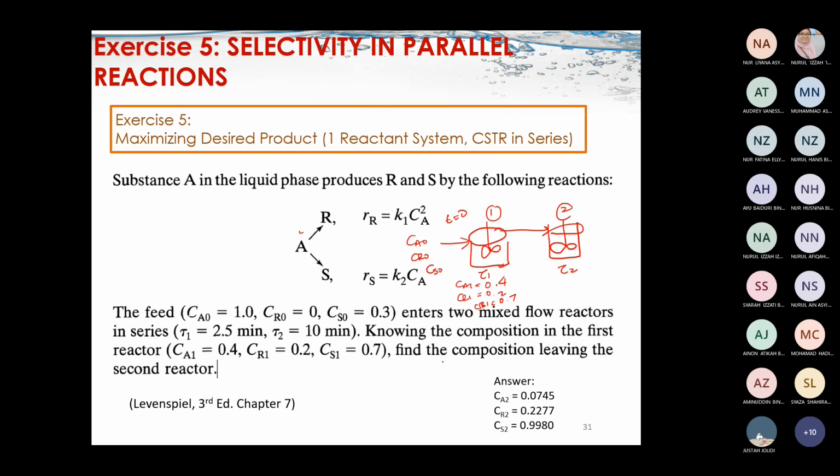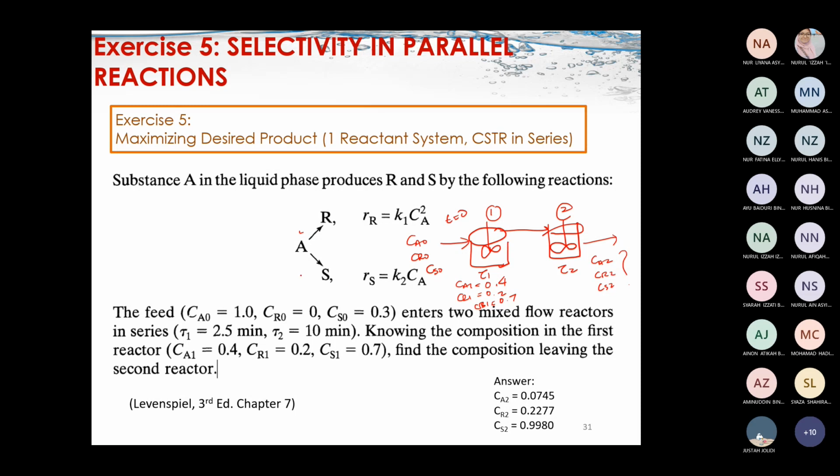So you have to find the composition leaving the second reactor, which means the values of CA2, CR2 and also CS2. You have to find each of these components. In order for you to understand this question well, first you have to read well. Read line by line, and then extract all the information given, so that you can know which equation you need to apply first.